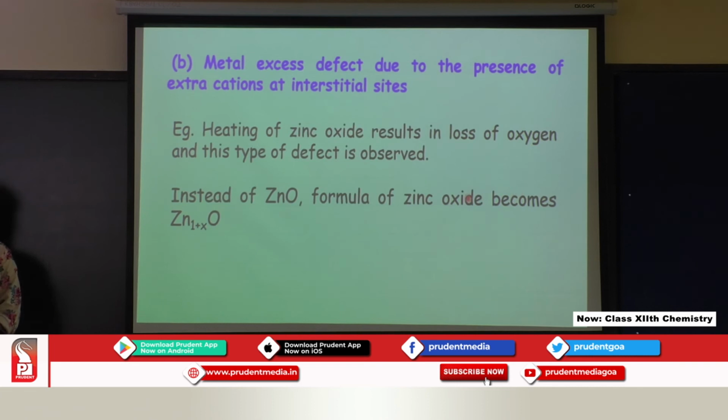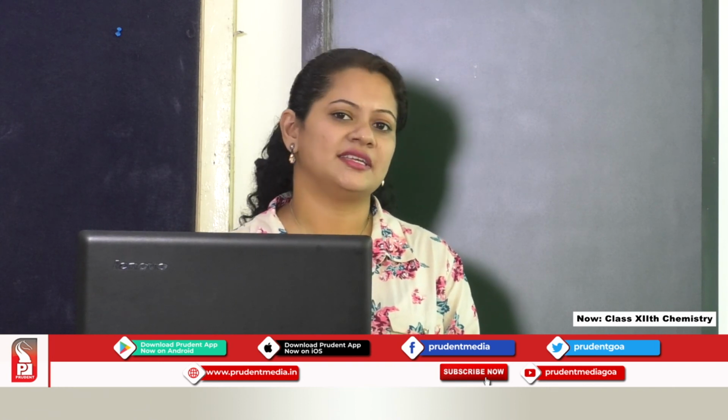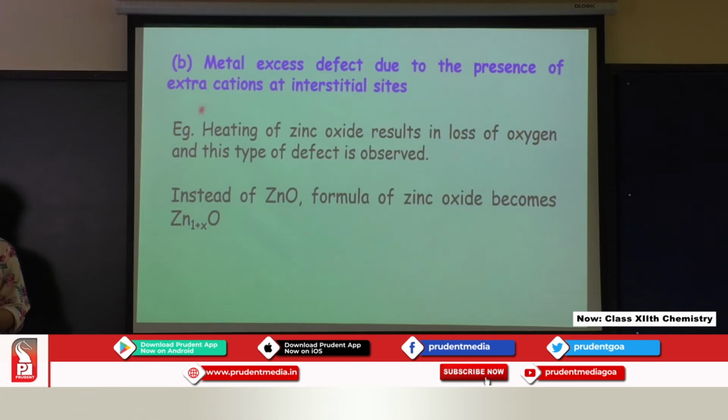We now come to metal excess defect due to the presence of extra cations at interstitial sites. A simple example of the same is zinc oxide, where you know that the ratio of zinc to oxygen should be 1:1. On heating zinc oxide, oxygen is lost and zinc is in excess. Therefore, the formula changes, and instead of being ZnO, with zinc and oxygen in the ratio of 1:1, it now becomes Zn(1+x)O, indicating that the metal, in this example zinc, is in excess.